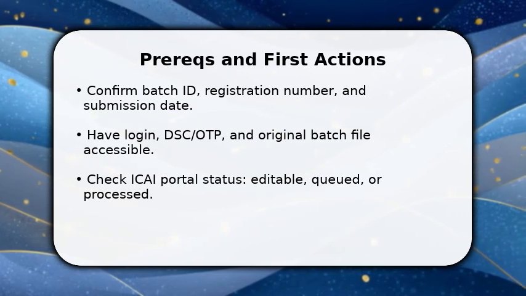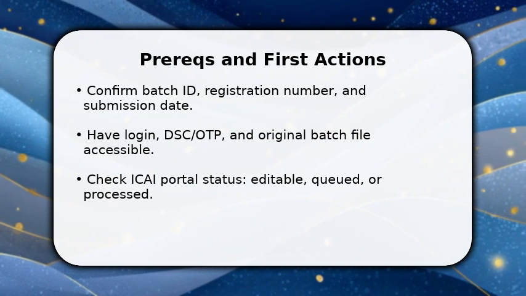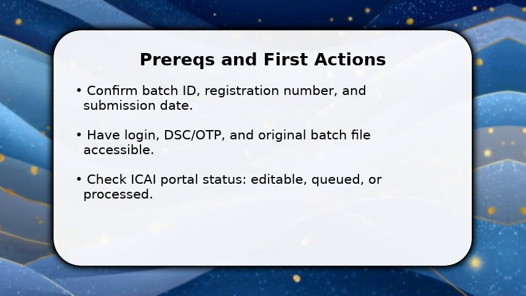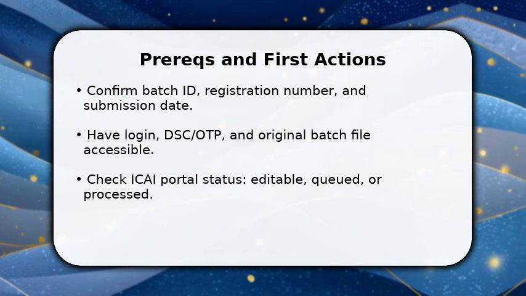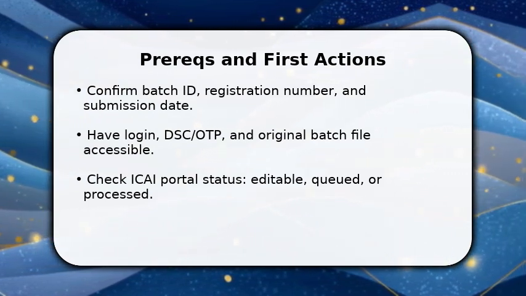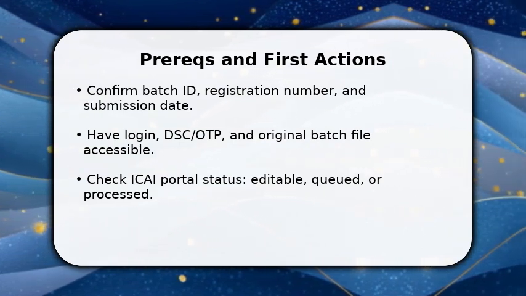Enjoy the video. You begin by verifying the batch ID and why you must cancel: wrong data, duplicate submission, or failed validations. Once done, log into the ICAI portal with your credentials and ensure you can access the specific batch. Make sure your DSC or OTP method is ready so you won't stall later.